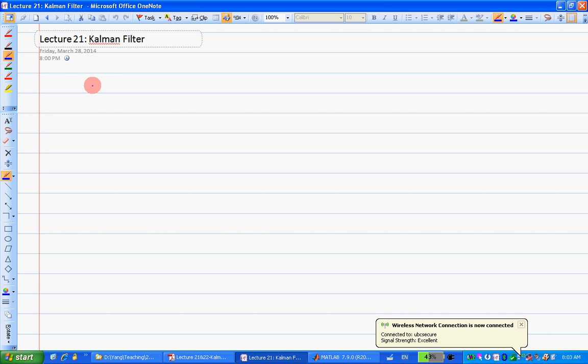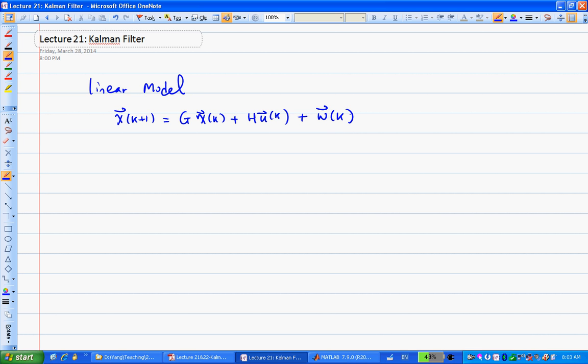Now let's talk about the Kalman filter. First, the linear model. The model we're dealing with here is very much the same as in the previous lecture. The only difference now is that we plug in a noise term here, and in terms of output, the same thing, we plug in another term. This W of k we generally call process noise, and the V here we call sensor noise.